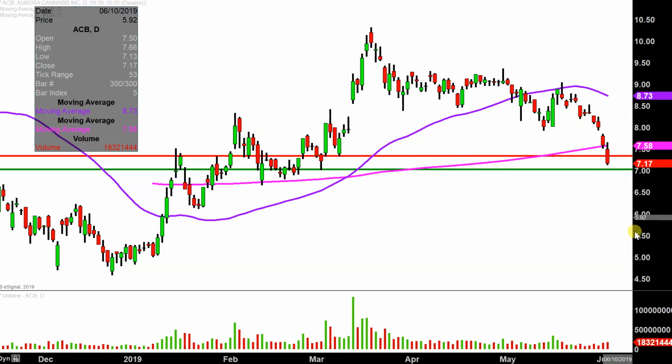So overall, though, the bearish movement continues, and we'll see if the bulls can try to stabilize things out. But as of right now, it's just picking up right from where it left off last week.